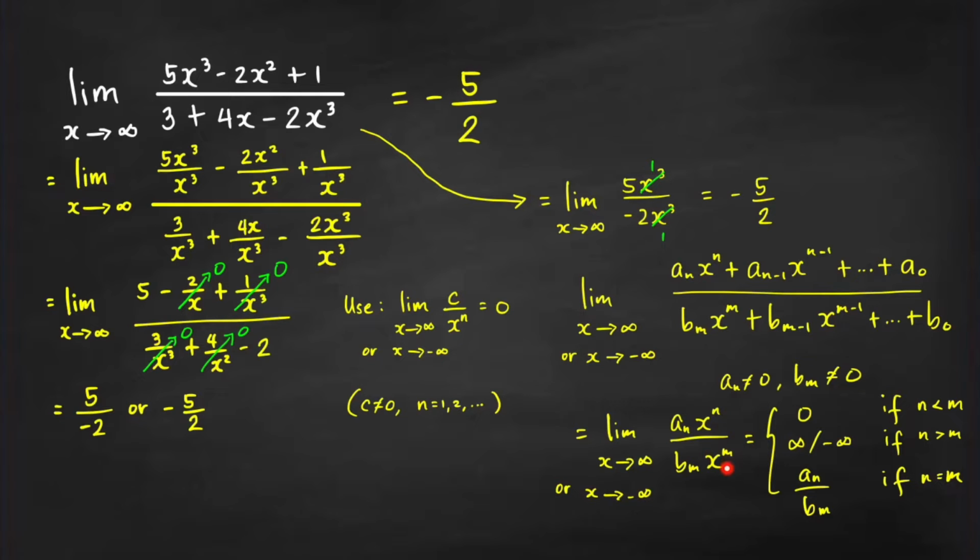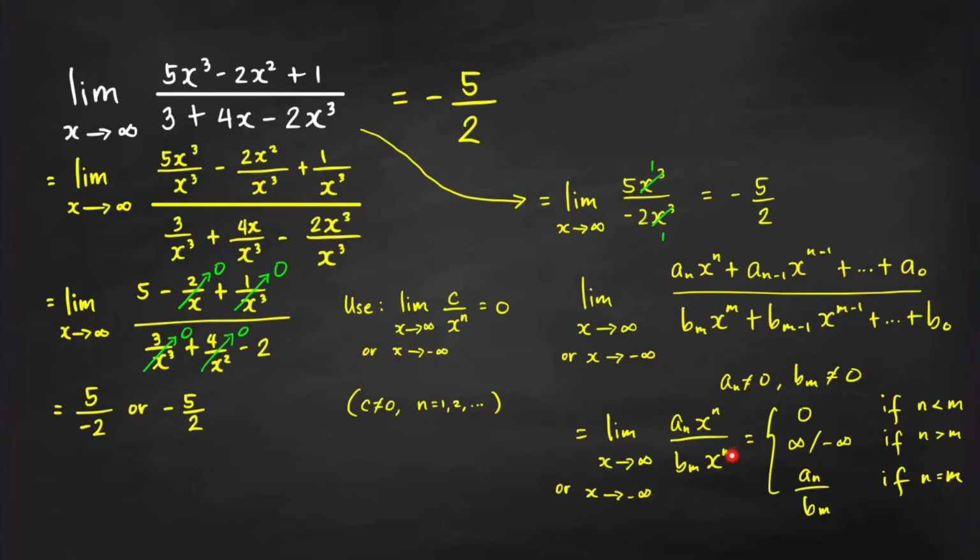And in this case, if the degree of the numerator, n, is less than the degree of the denominator, which is m, then the limit is just equal to 0 because when we cancel the common factors, we'll be left with some factors of x in the denominator. So when we take the limit, the denominator will go to positive infinity or negative infinity. So therefore, the limit of a non-zero constant over a large positive number or a large negative number is equal to 0.